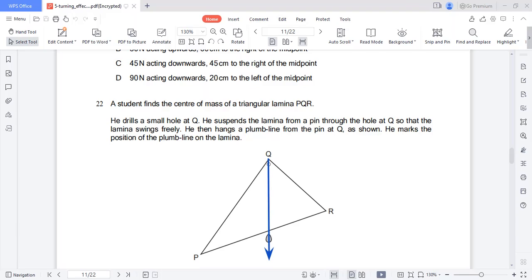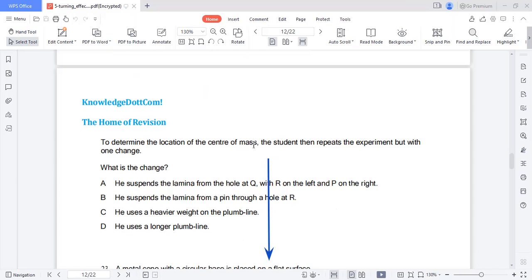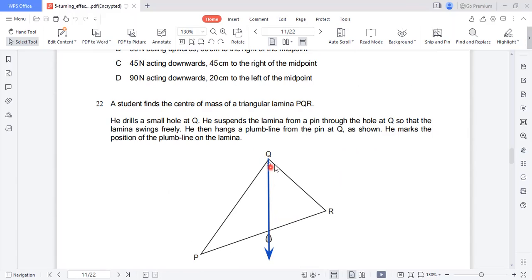What's next? To determine the location of the center of mass, the student then repeats the experiment but with one change. What would be the possible change? Suppose the plumb line is here. So you can drill at R, and suppose R is somewhere here, and it would be something like this.